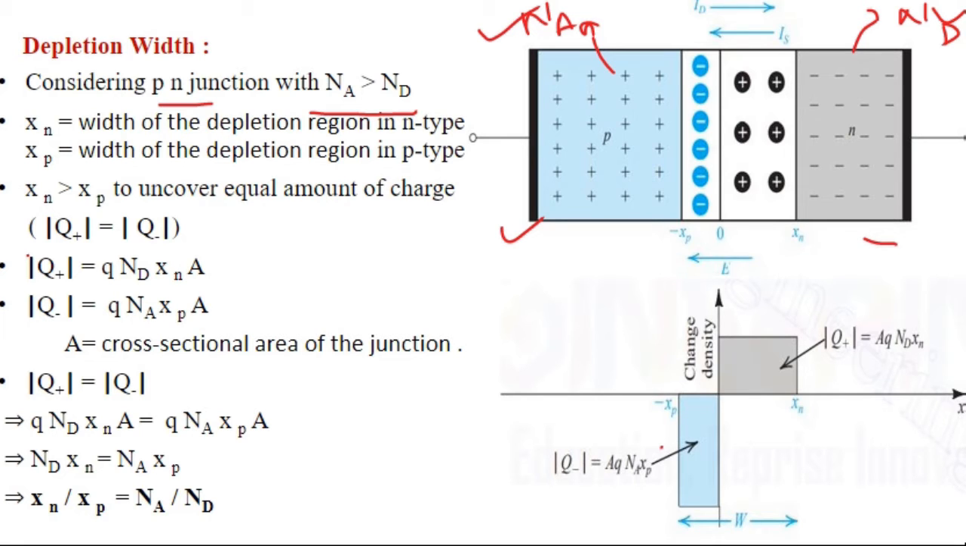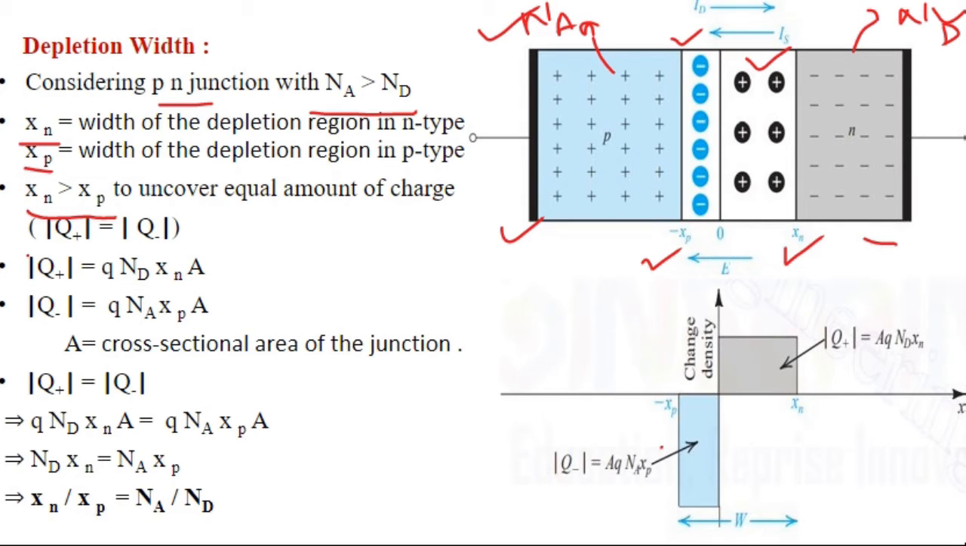That's why your Xn and Xp differ. So what are Xn and Xp? Xn is the width of the depletion region in the n-type, and Xp is the width of the depletion region in the p-type. As Na is greater than Nd, your Xn should be greater than Xp in order to uncover equal amounts of charges. So your Xn should be greater so that your bound positive charges are equal to the negative charges.